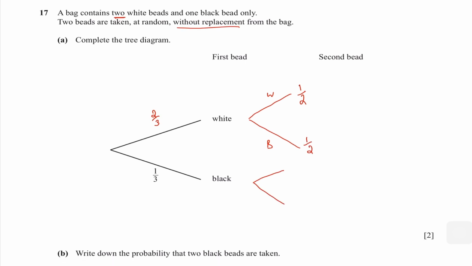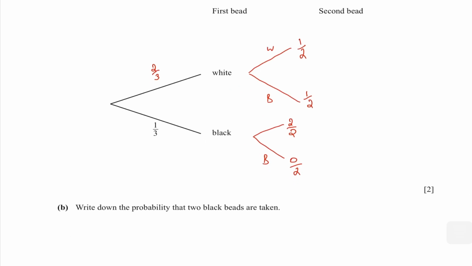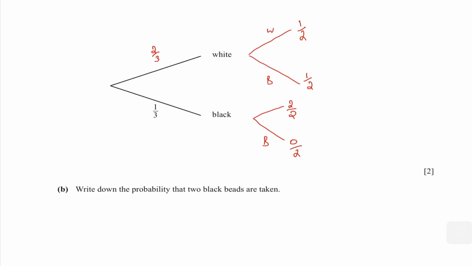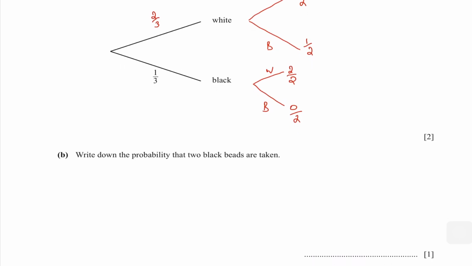So what if the first bead turns out to be a black bead? Then the probability of drawing a black bead is going to be 0 upon 2 because there was only 1 black bead, which we have already drawn in the first attempt. However, the probability of drawing a white bead becomes 100% since we know that there are only white left in the bag. So we've completed the tree diagram. Let me just put W here. Then the question says, write down the probability that 2 black beads are taken.